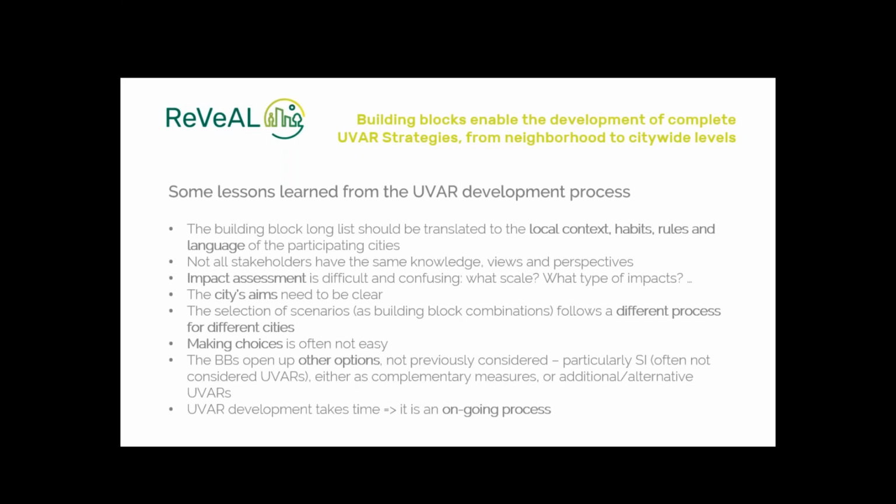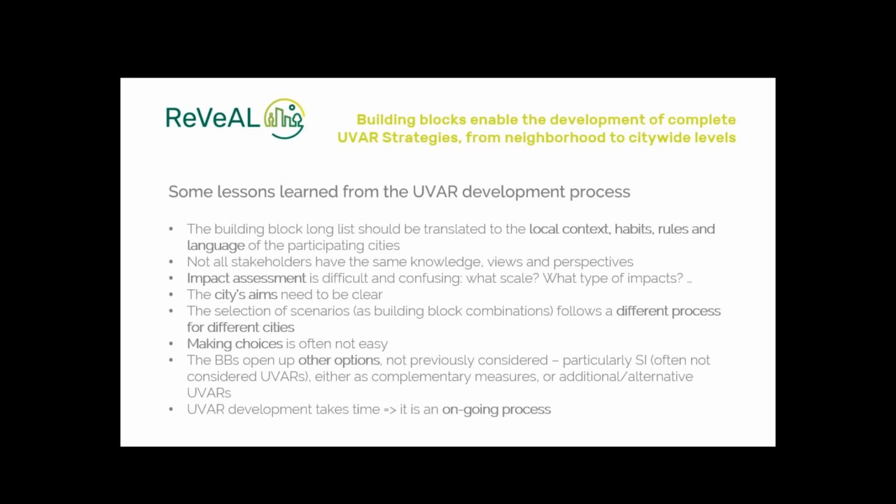We also saw that not all stakeholders have the same knowledge, views, and perspective. And we also saw that this reflected in how they did a soft impact assessment. This is a difficult and confusing task because there are many questions to ask when we try to look at different impacts. We also saw that the city's aims need to be clear. If they are not clear, it's difficult to focus on a specific combination of building blocks.